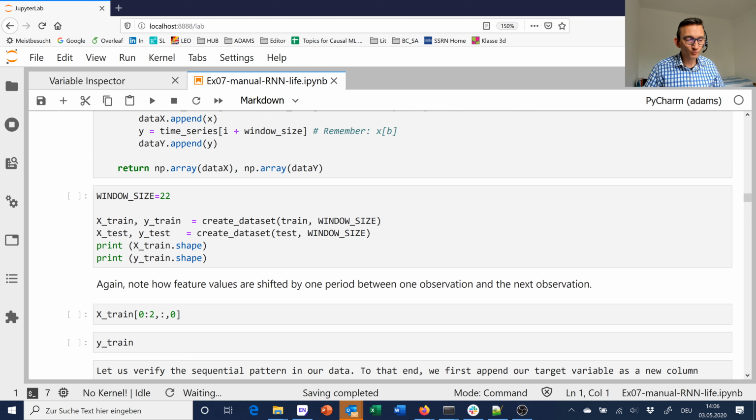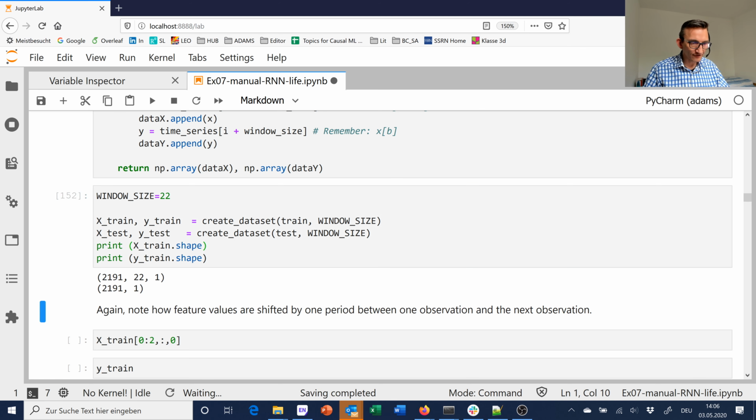And I'm calling that with a window size of 22. That is roughly 1 month. So we will consider the setting where we try to predict stock prices one day ahead by giving our RNN access to the prices in the previous month, or more specifically, the 22 past prices. That's what we do here. Let's run that.